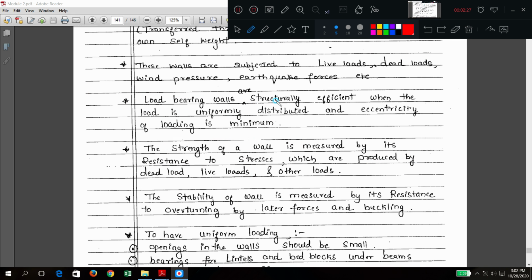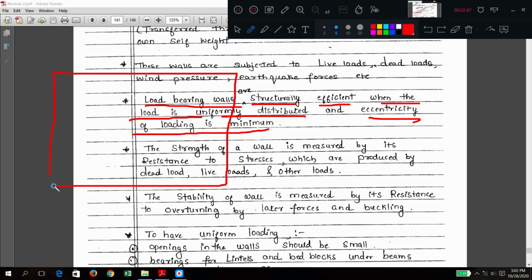What is the next one? Load bearing walls are structurally efficient when the load is uniformly distributed and the eccentricity of the load is minimum. Uniformly distributed means, if this is the longitudinal section and the roof slab is coming, it has to come uniformly like this. In some places one roof will come and in other places it will not, and that is called a non-uniform load. Then this wall is under large pressure here and small pressure there.